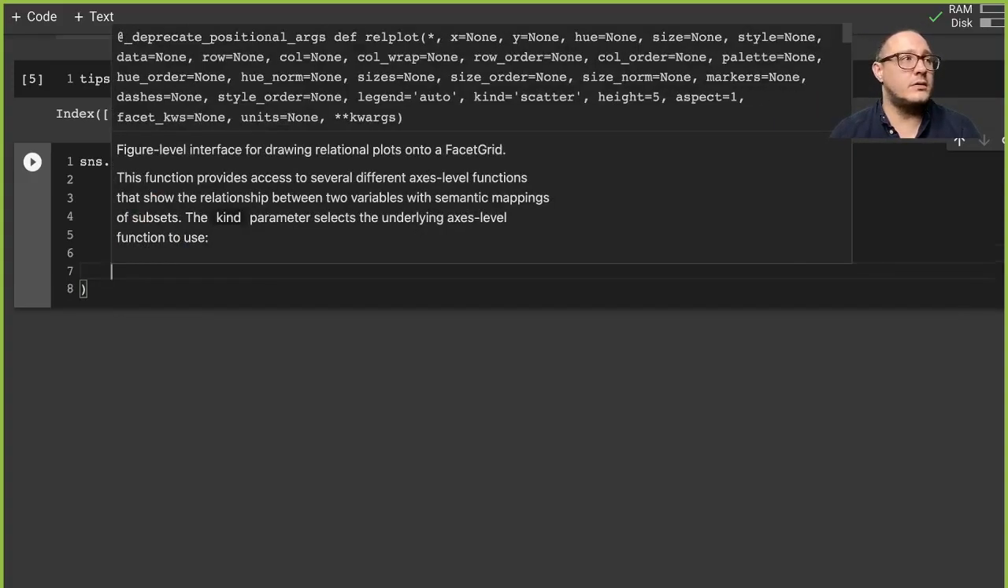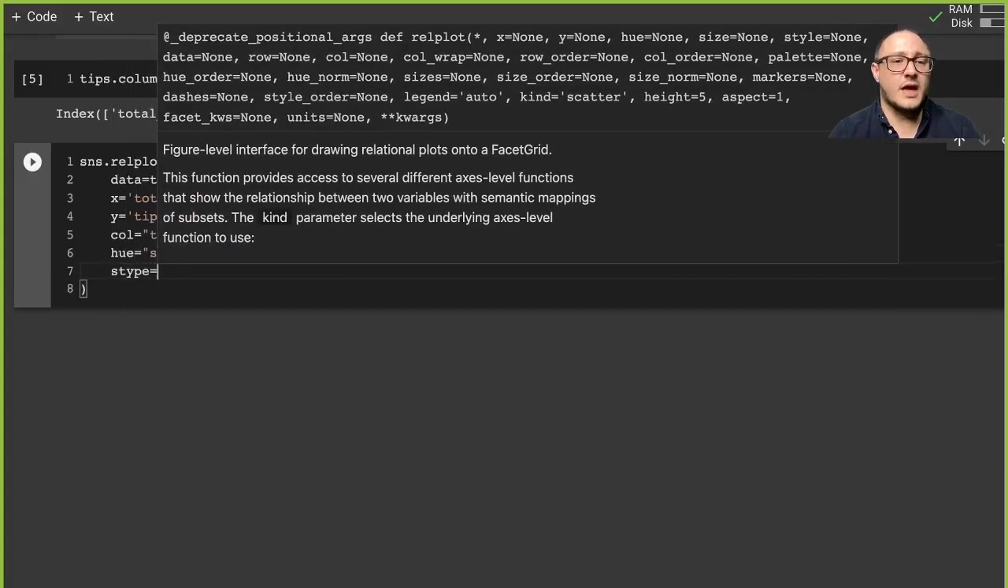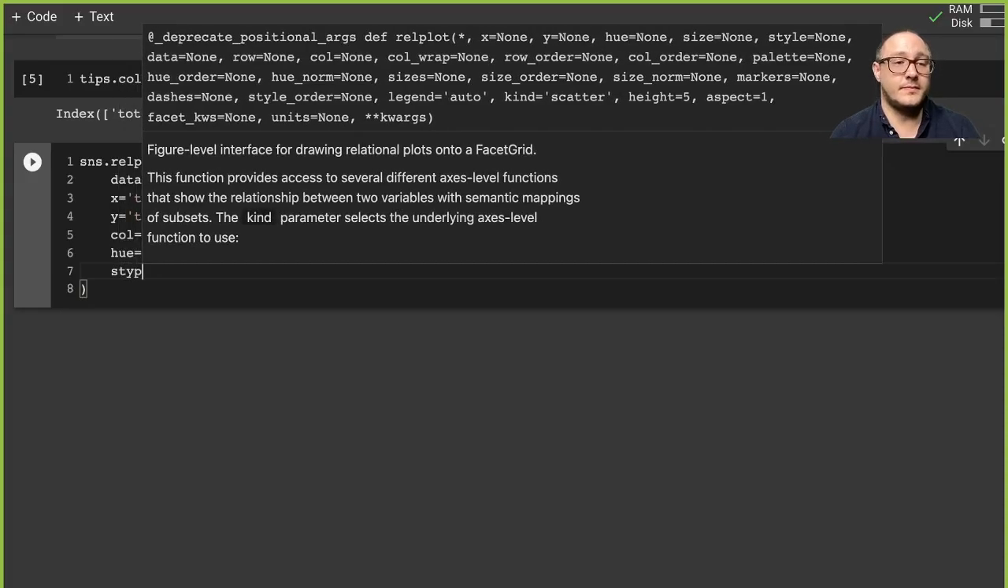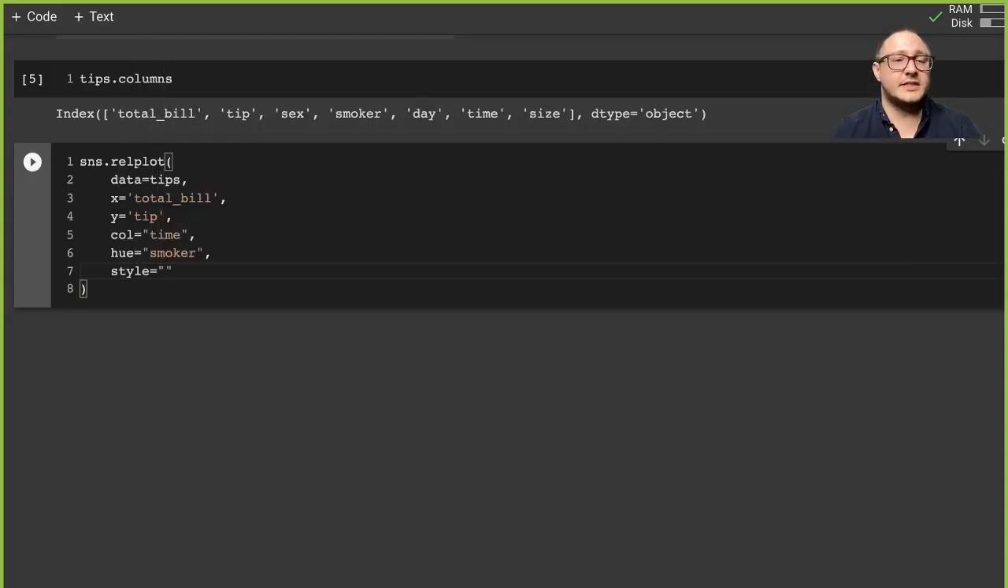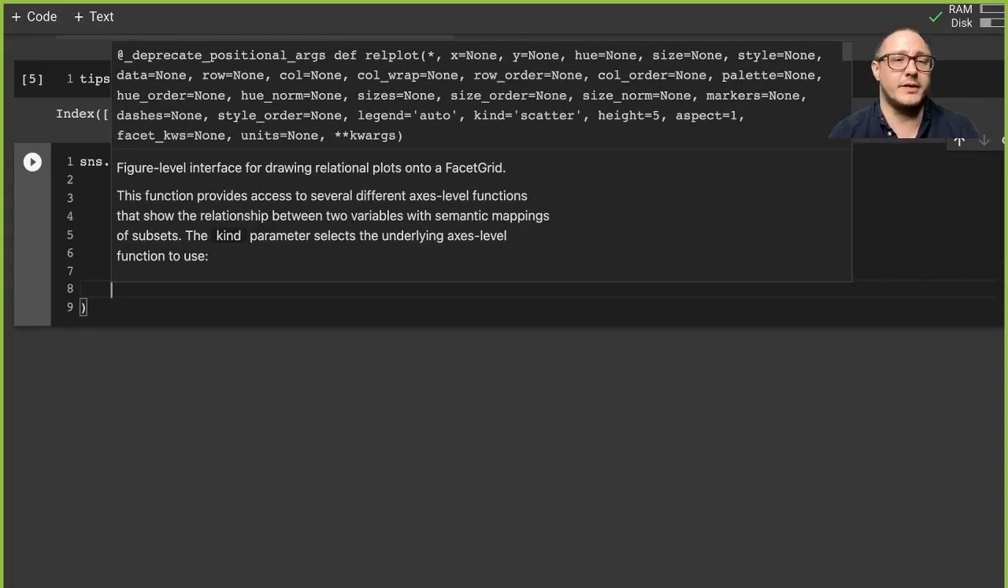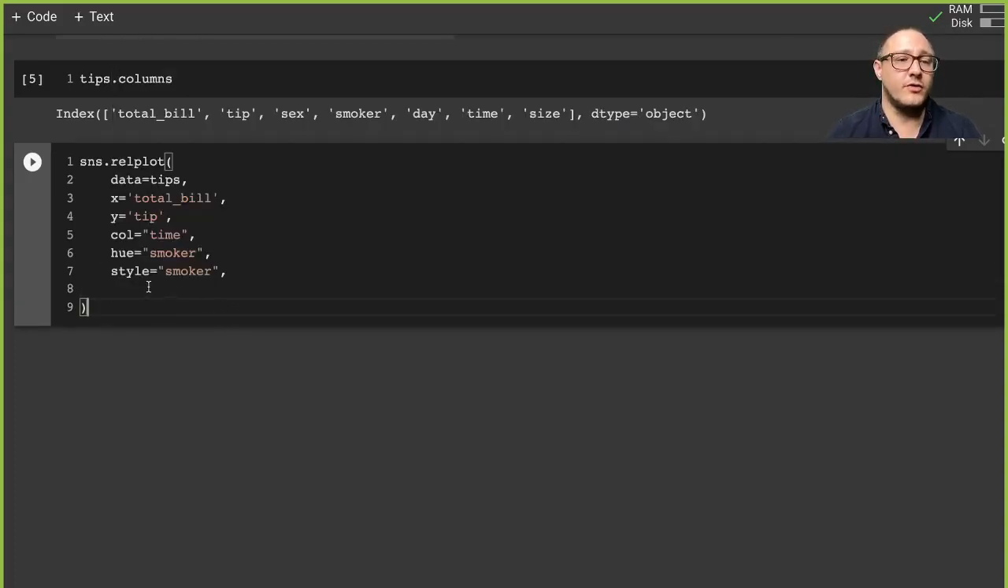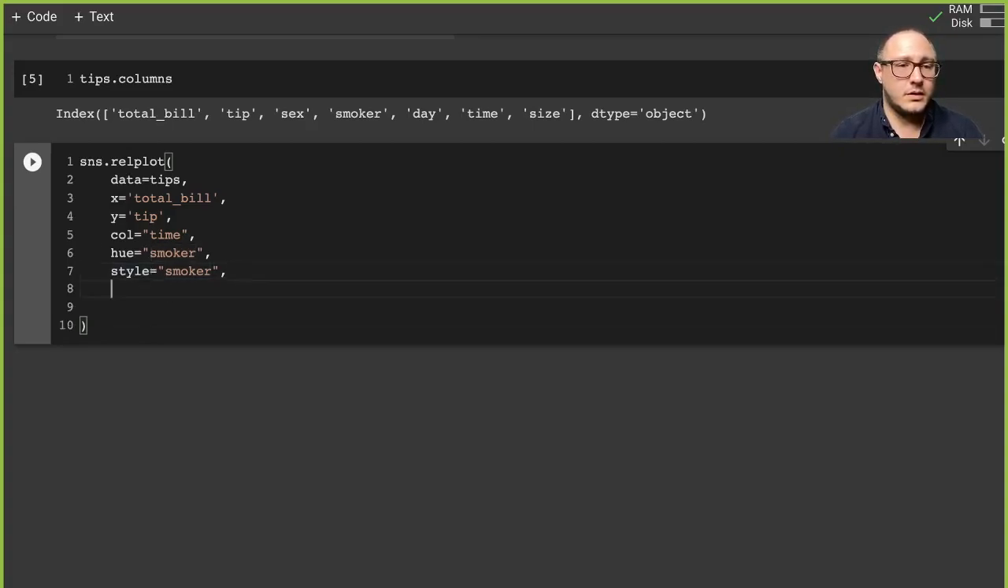And then style. Style is actually very useful. Style is, for example, doing dots or X's, something like that. And so we also want smoker for that. Again, everything's going to kind of double up here just because I want to show you guys the full extent. And one more that we have in here is size. Okay, and size, let's do it by the actual size of the group.